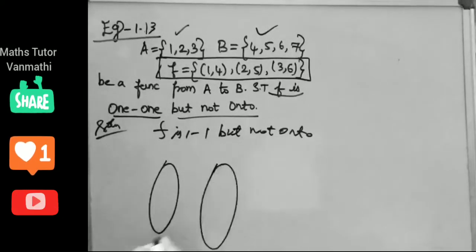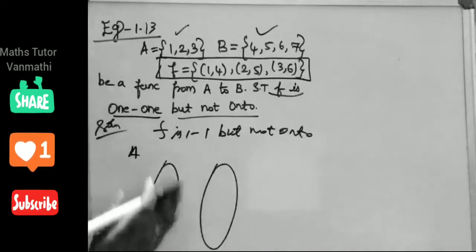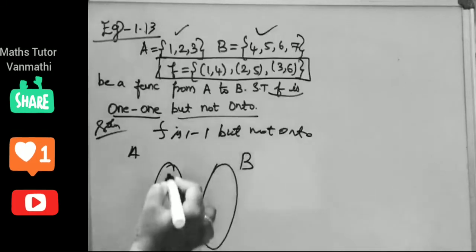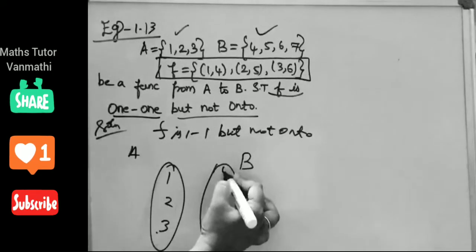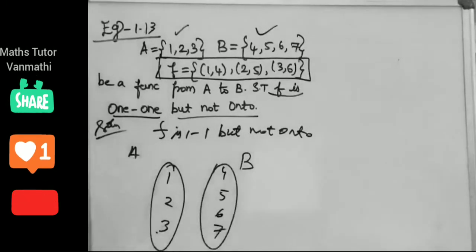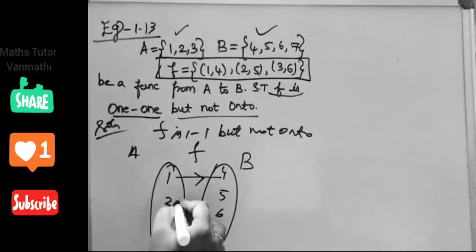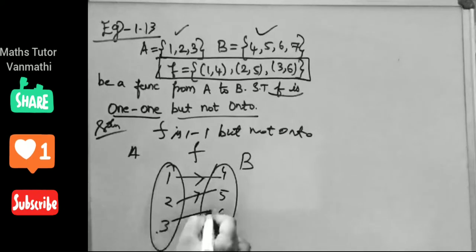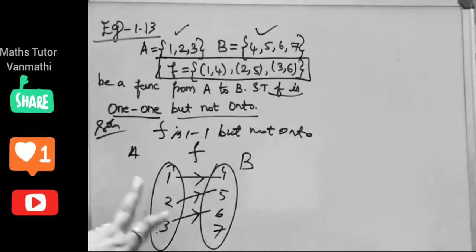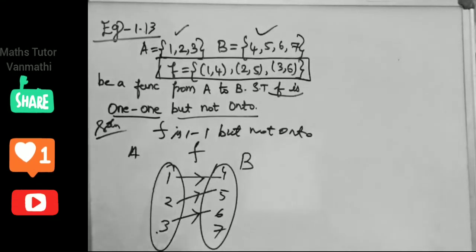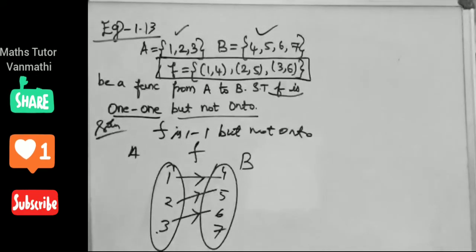The arrow diagram: this is your A, this is your B, with 1, 2, 3 and 4, 5, 6, 7. Clear? The function f maps 1 to 4, 2 to 5, 3 to 6. Here you see 1, 2, 3 are distinct elements mapped to distinct images 4, 5, 6. From this we can clearly say that f is one to one.